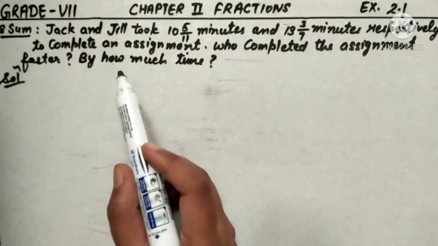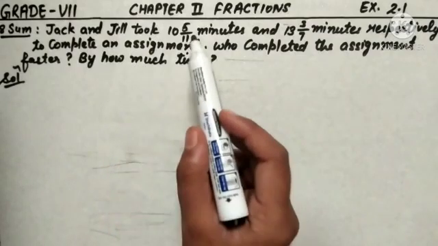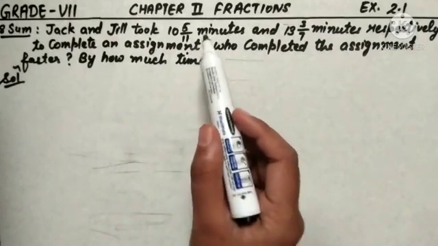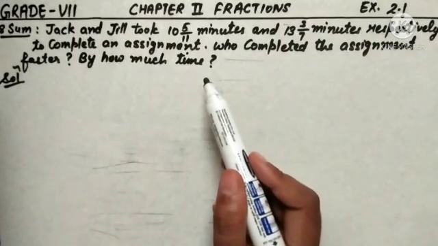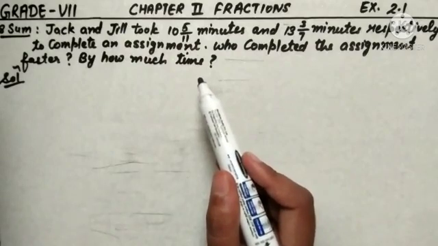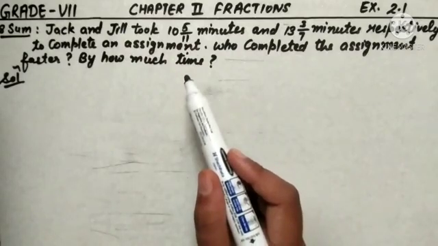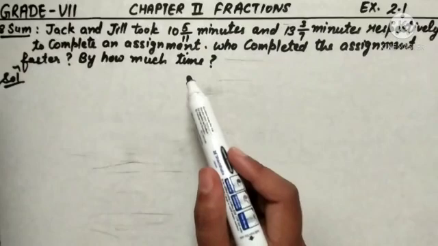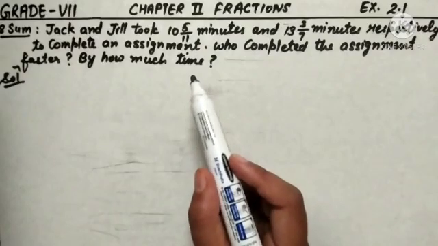So what we are going to do, we will convert these times into improper fractions. Afterwards we will compare by making them like fractions. We will compare both the values and get to know which student completed the assignment faster. Okay, so let's start the solution.